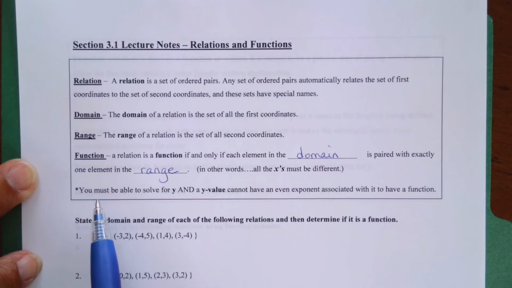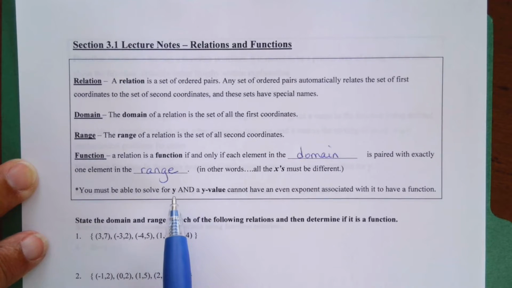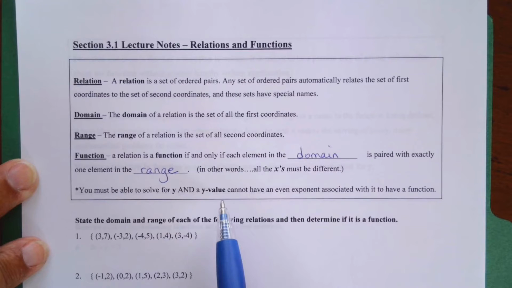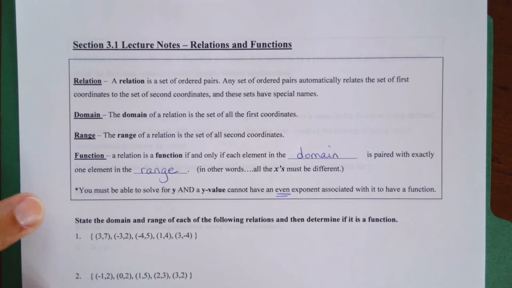All right, also, to be a function, here's just some little keys for you. You must be able to solve for y. Okay, so in order to be a function, typically you should be able to solve the equation for y if you're given an equation. The y value cannot have an even exponent associated with it. That's important, the word even there. Okay, so y squared, y to the fourth, y to the sixth, those will not be functions. You don't even have to worry about those. Y cubed, y to the fifth, that's a different story. Those are okay. So it has to be an even exponent. It cannot have an even exponent.